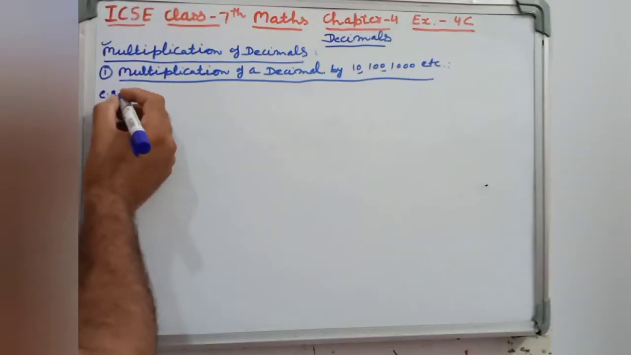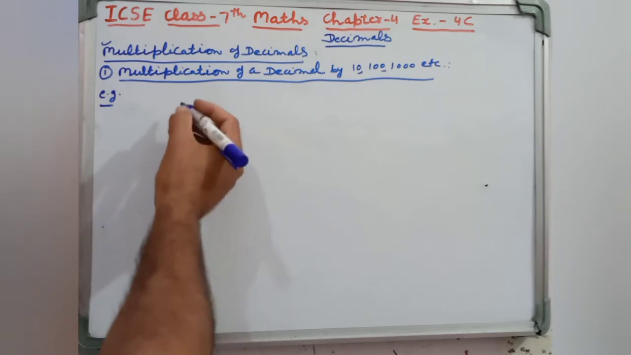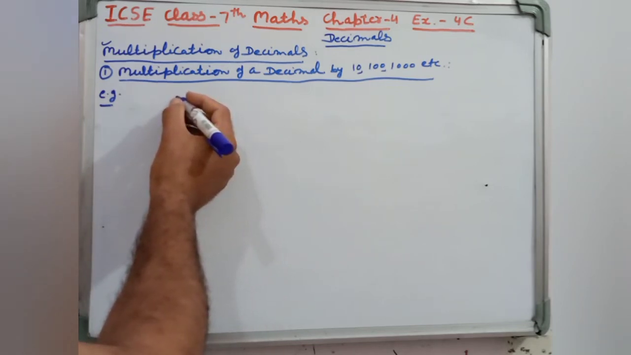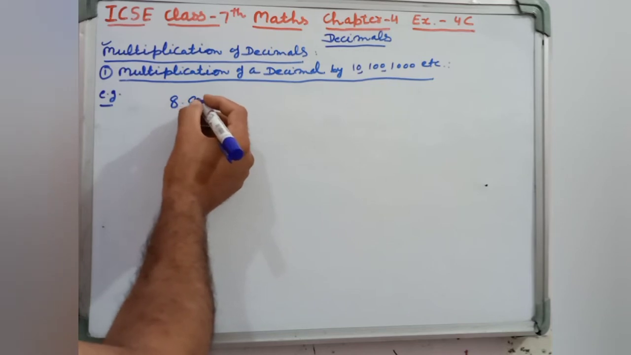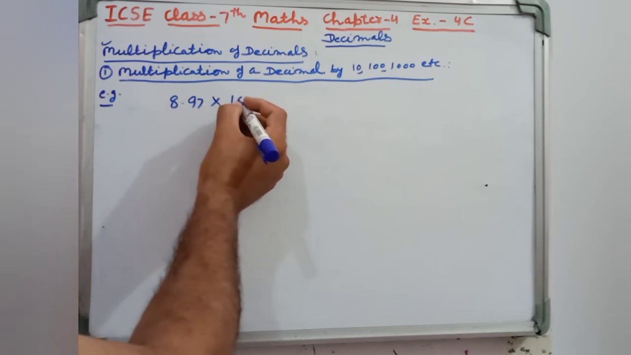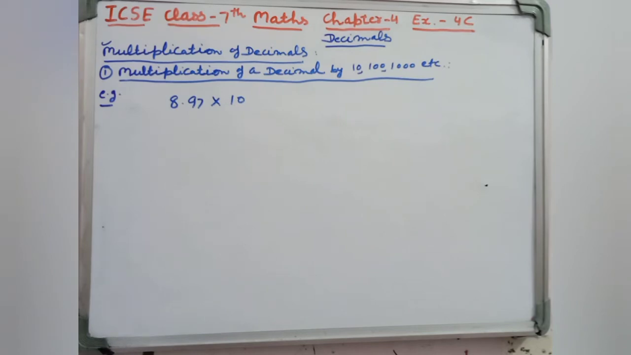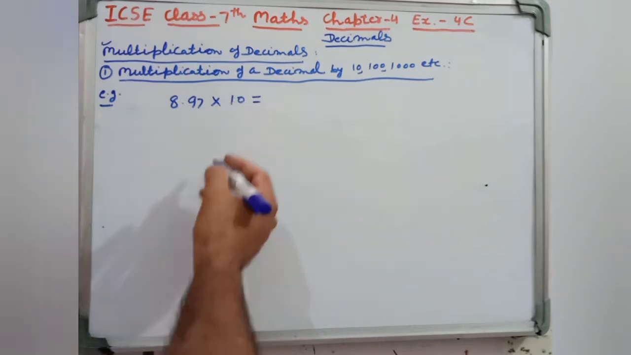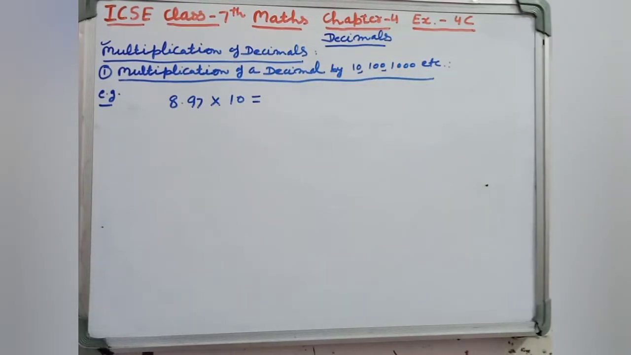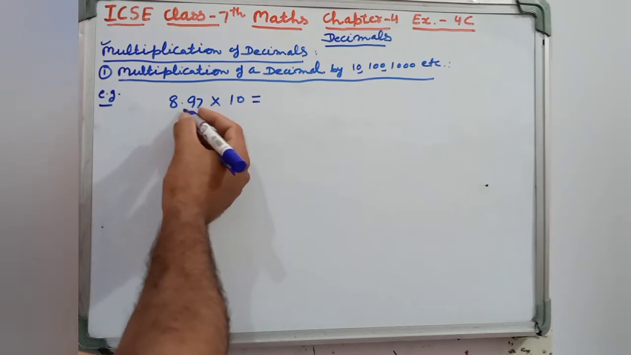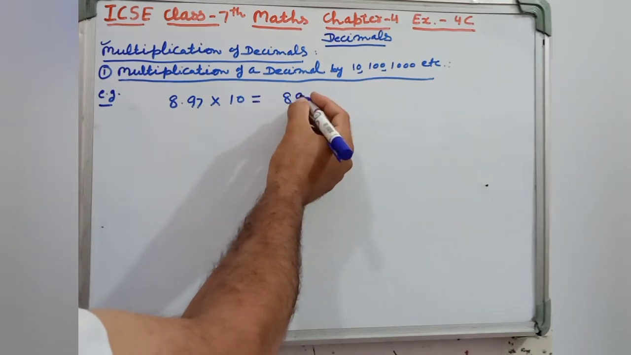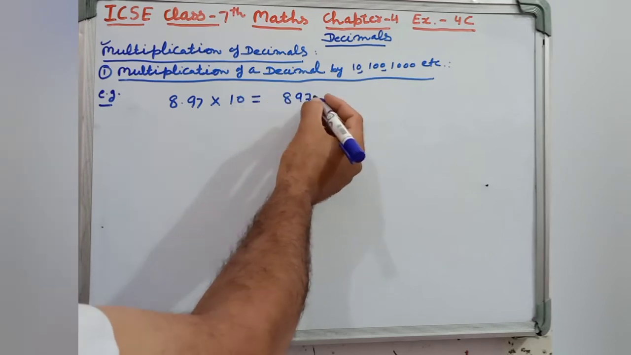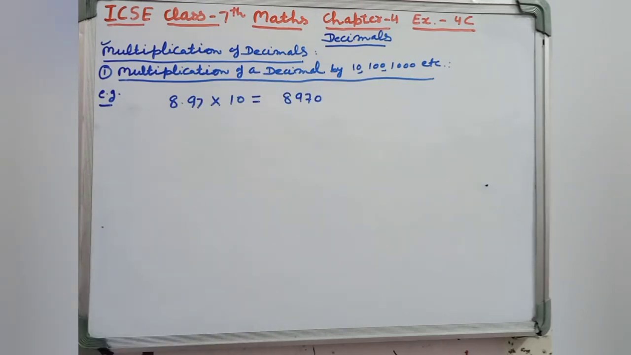For example, we want to multiply 8.97 by 10. Right? Now, for multiplying with multiples of 10, you don't have to undergo the traditional method of multiplication. Write simply this figure, 8, 9, 7 and 0 of this figure.